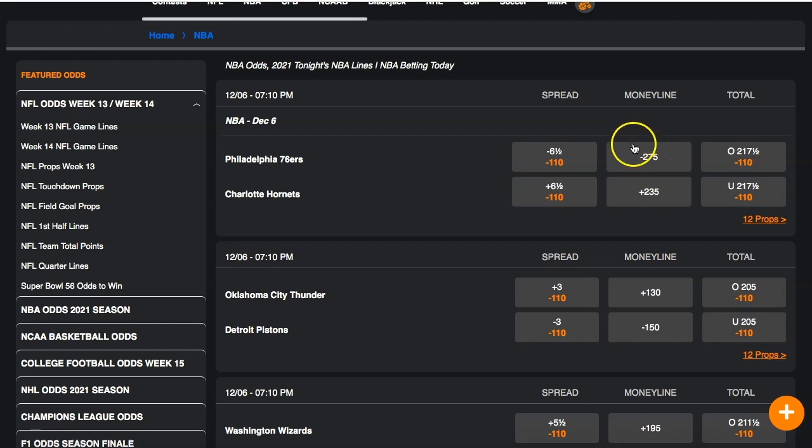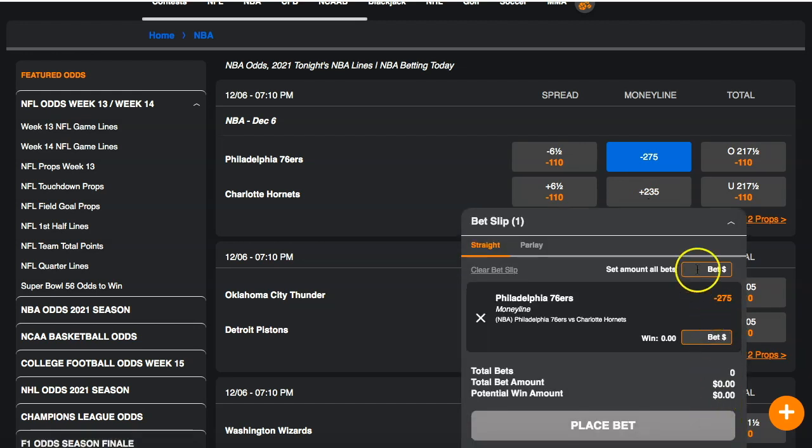The payout is going to be lower the larger this number is, because they are the betting favorite. Does that make sense? So if I were to pick the Philadelphia 76ers, I think they're going to win, I don't care about how many points they win by, I would do a money line bet, and I would click on Philadelphia 76ers over here, the minus 275. The bet slip's going to pop up on the bottom. Let's use $100 as an example.